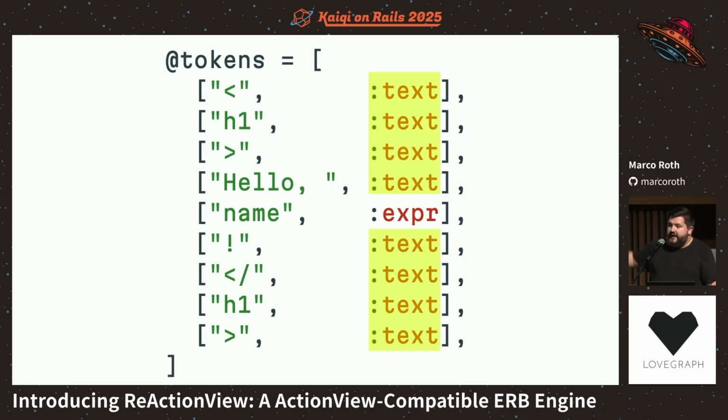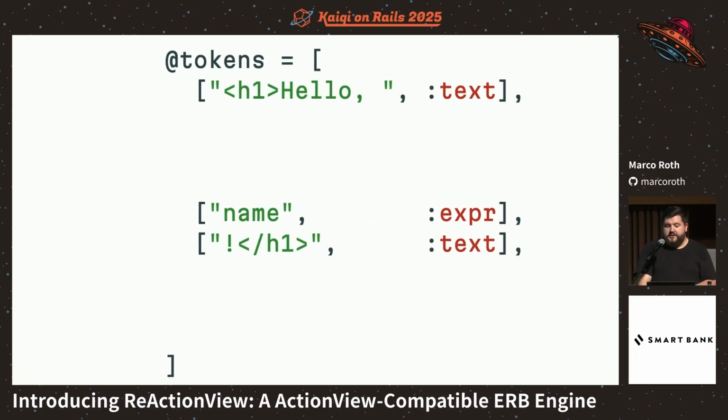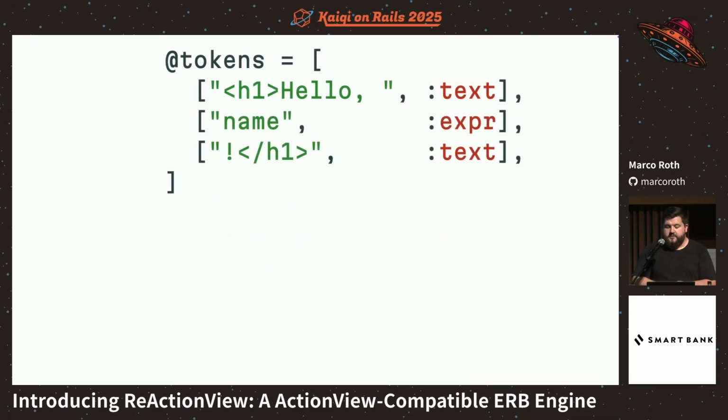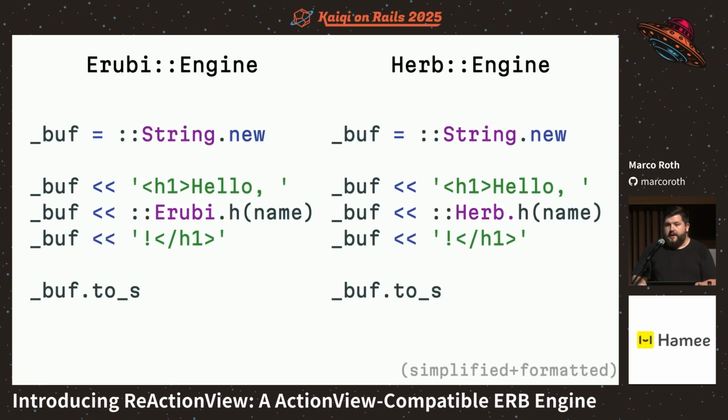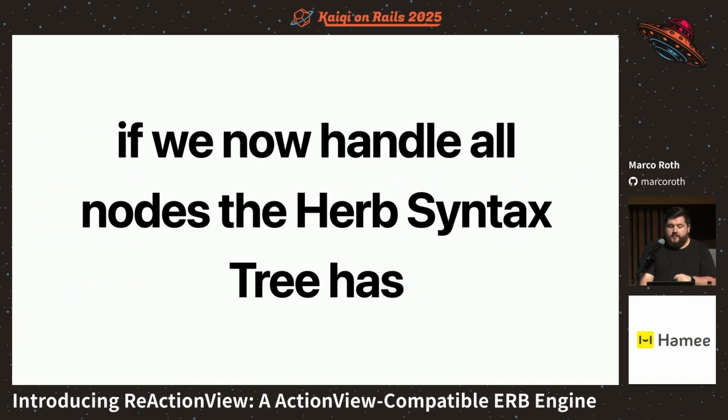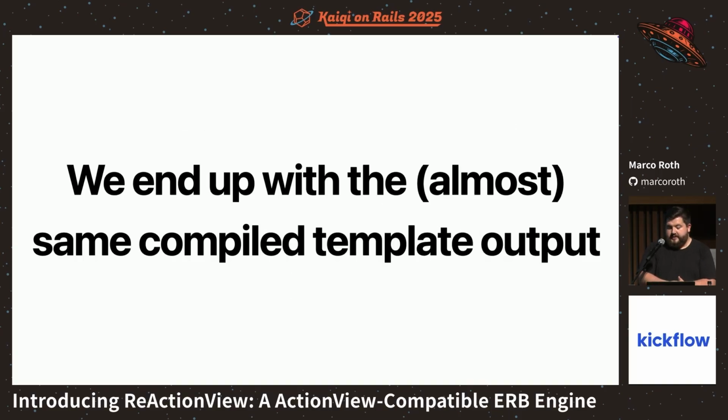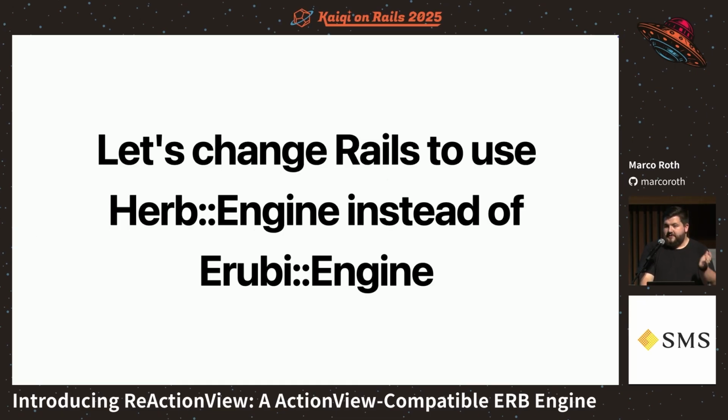And as you can see, there's a bunch of text tokens at the start, a bunch of text tokens at the end, and we can try to compact them so we just end up with a single string for each of those. And if we now call add text or add expression for each of them, we pretty much end up with the same output for both engines. And then similarly, if we compare the compiled output here, it's the same as well. So if we implement all nodes the syntax tree has, we end up with almost the exact same output for the compiled templates. So let's change Rails to use this new Herb engine.